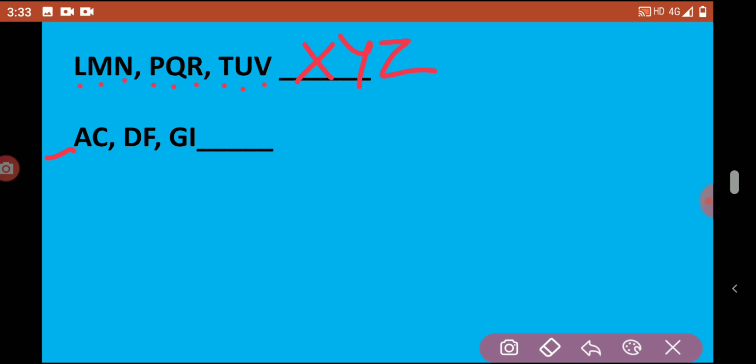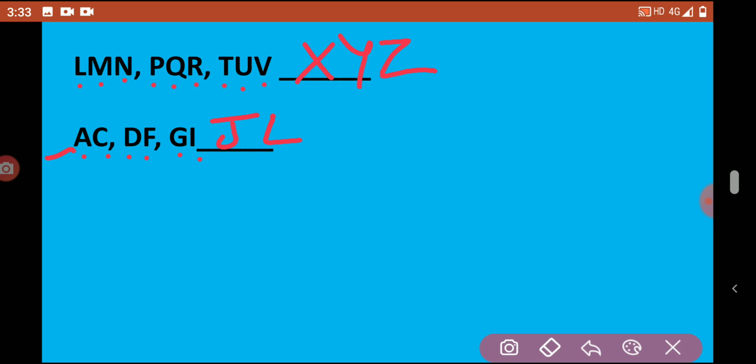Now next example. Here let's take a look. A, then we skip B, then C will come, then D, we skip E, then F will come, then G, we skip H, then I will come. So in this example the pattern of alphabet repeats, then we skip one alphabet. So after I, what will come next? It's J, then we skip K and we write L.